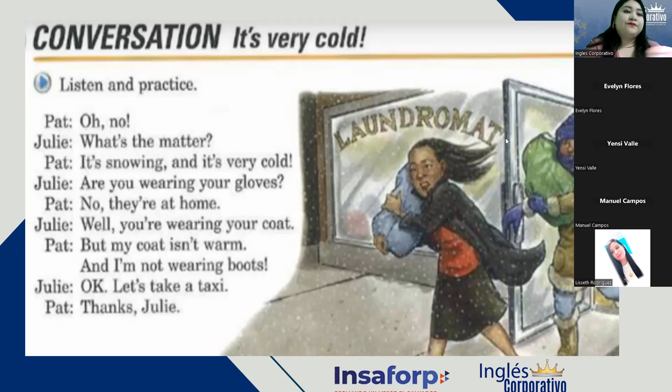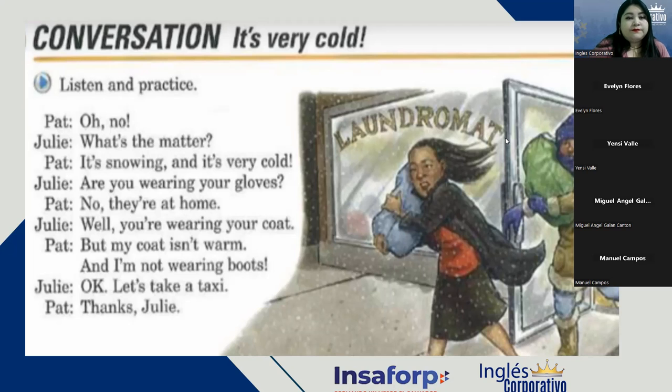Oh, no. What's the matter? It's snowing and it's very cold. Are you wearing your gloves? No, they're at home. Well, you're wearing your coat. But my coat isn't warm, and I'm not wearing boots. Okay, let's take a taxi.